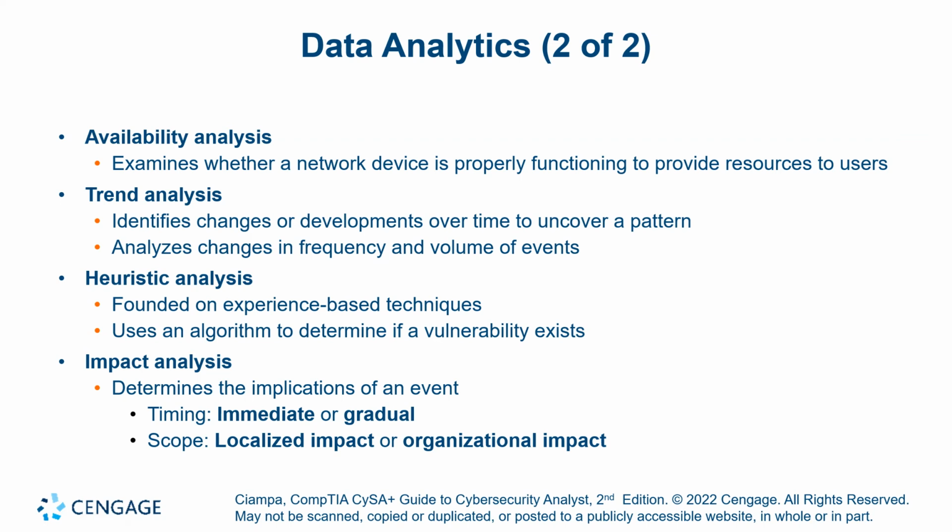Heuristic analysis, founded on experience-based techniques, uses an algorithm to determine if a vulnerability exists. And that one, just like when it comes to encryption algorithms, it is all down to whether or not your algorithm is any good. Impact analysis determines the implications of an event: timing, immediate or gradual, and scope, localized impact or organizational impact. This is why when it comes to data and analytics, so many security people use a lot of these in conjunction with each other, because there are gaps in the knowledge.